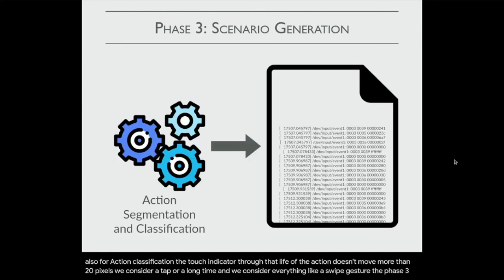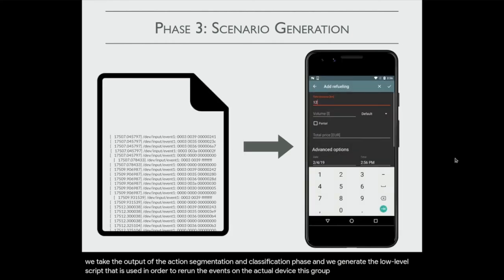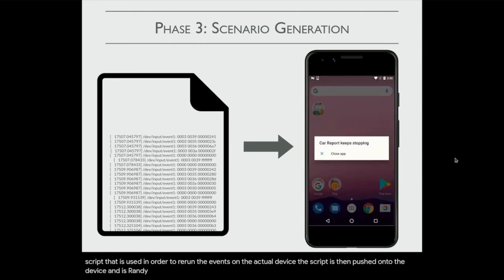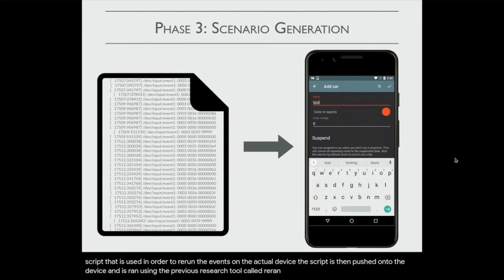For phase 3, we take the output of the action segmentation and classification phase, and we generate the low-level script that is used in order to rerun the events on the actual device. This script is then pushed onto the device and is run using the previous research tool called RERAN.